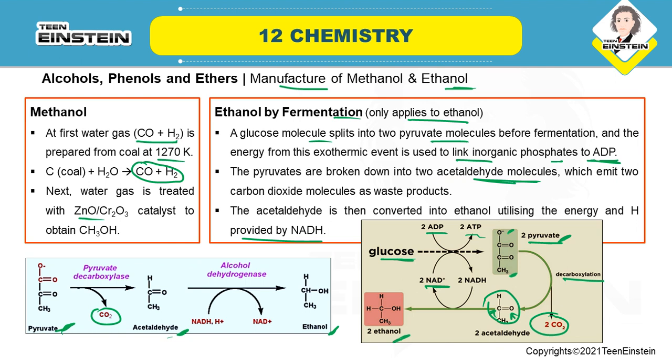So from ethanol, if you remove hydrogen, you will get acetaldehyde. And vice versa, if you add, you will get ethanol from acetaldehyde. So that is why the enzyme name is alcohol dehydrogenase. Fine. So this is the formation of ethanol by fermentation, and the intermediates formed are acetaldehyde, and acetaldehyde is formed from pyruvate.